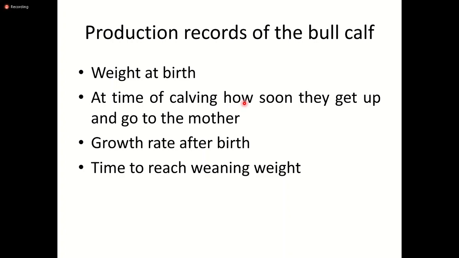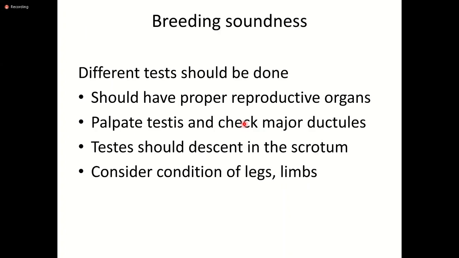In addition, how they get up and go to their mom and start drinking colostrum or whatever the milk, right? Or then the growth rate after the birth, right? So all these things have to be checked and recorded, and based on those records, we are going to select the best one, right? So then whether they are suitable enough for the breeding process, right?